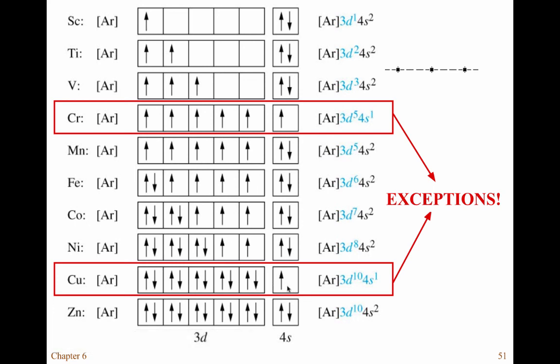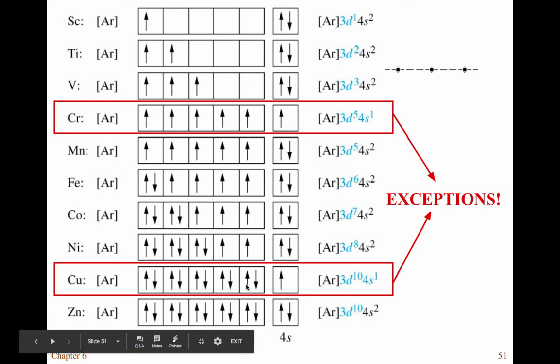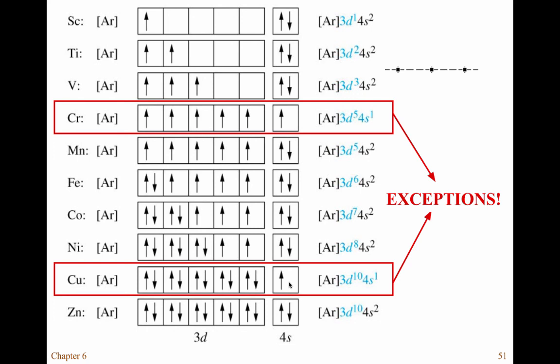And again, this happens because the 3d and the 4s levels are really close in energy, so the electrons can kind of move between them as would make the most energetically favorable situation for the atom. Okay, so I think that's where we're going to leave off with our notes here.